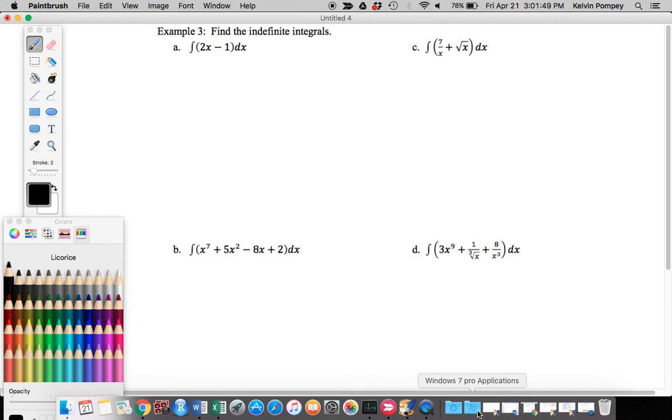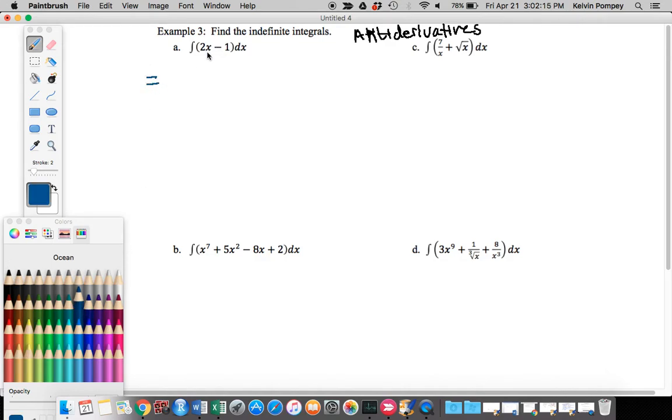All right, example 3, find the indefinite integrals. This is another way of saying find the antiderivatives, because the antiderivatives are what the indefinite integrals are going to give you. All right, and so I'm going to start using some of these rules. Now, in this first example, I'm going to write down some stuff that you probably will get used to not writing, okay?